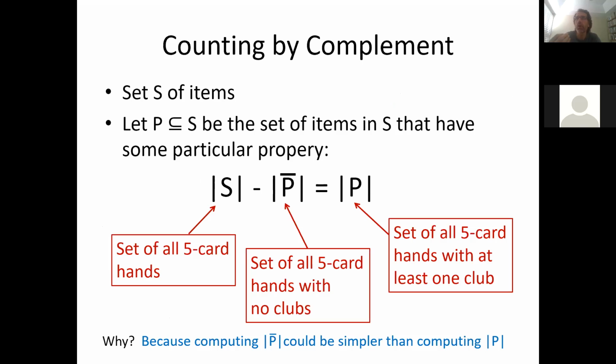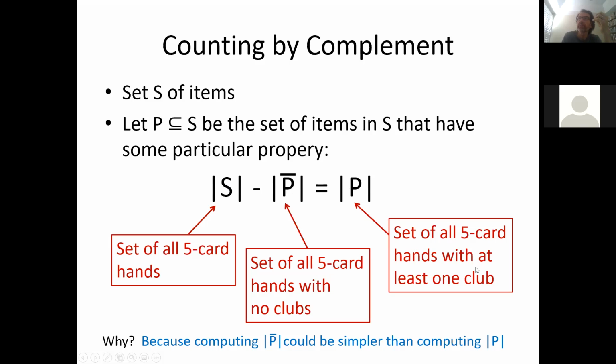Here is exactly the thing where complement works very well. Let's say that you're counting, you have a universe of items, let's say hands in a deck, all possible hands. But then you have a subset, P, such that perhaps it's hard to count, but you can look at its complement. And if you can count how many are in the complement, then you will have an easy formula. You'll take everybody in the universe, all 5 card hands. You will just subtract all 5 card hands in the complement, and then you will get the 5 card hands that you care about.